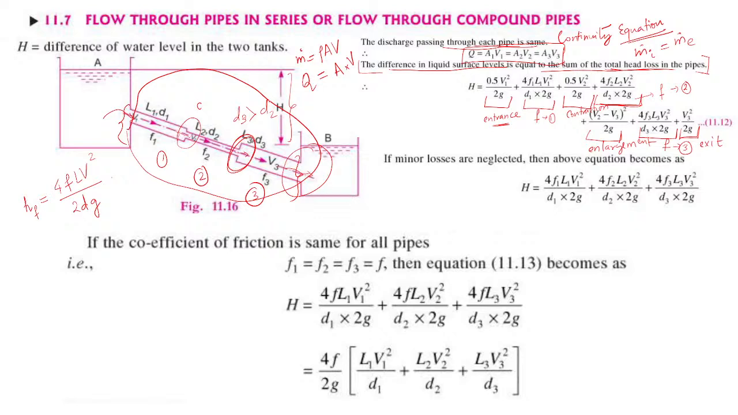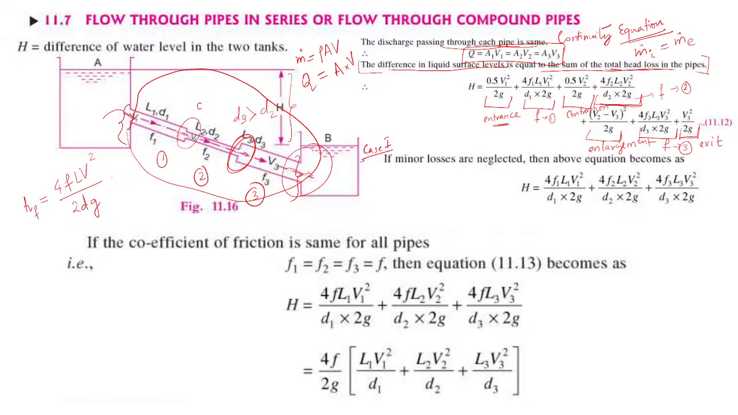So I hope I have clarified this equation, how we have obtained this. These are the head losses, right? So this is the equation. Now in the same type of thing, if some values are given in the question, you can just substitute the respective values and obtain the answer, right? Now next part.